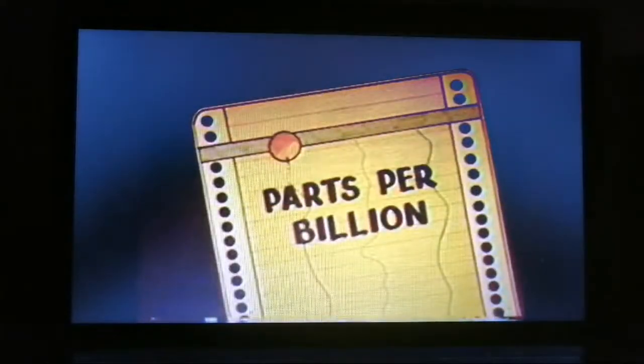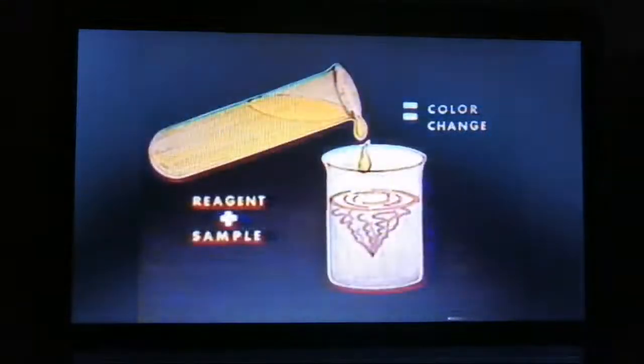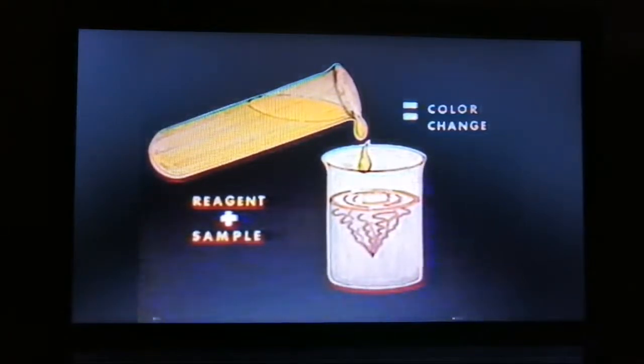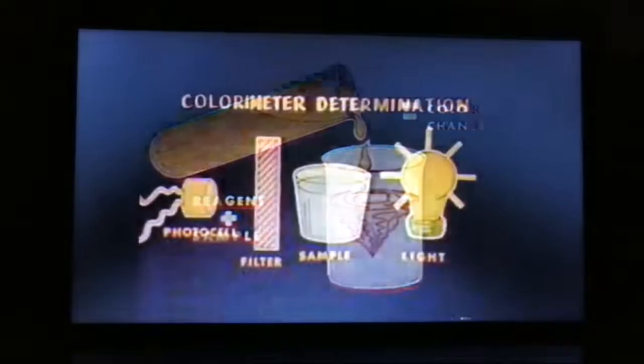Modern analyzers are able to detect the presence of minute traces of dissolved materials in the boiler steam system. Measurements, often as small as parts per billion, are determined by colorimetric analyzers. Here, a special solution called a reagent is mixed with the condensate sample. If the material to be detected is present, a reaction produces a different color in the solution sample.